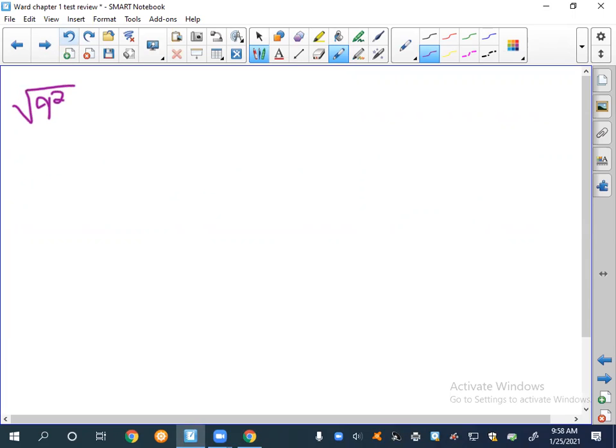The square root of 9 squared. Anybody know what the square root of 9 squared is? Well, 9 squared is 81. But what's the square root of 81? 9, right? If I did 9 times 9, I get 81. And what is the square root of 81? 9. Therefore, the square root of 9 squared is just simply what? 9.